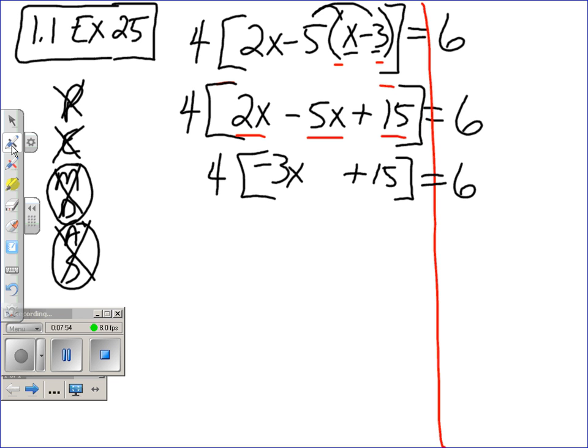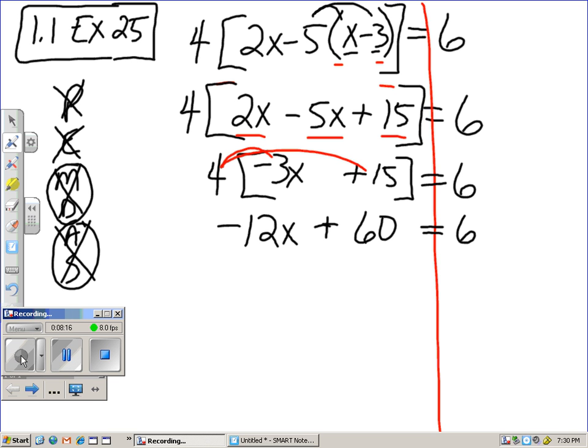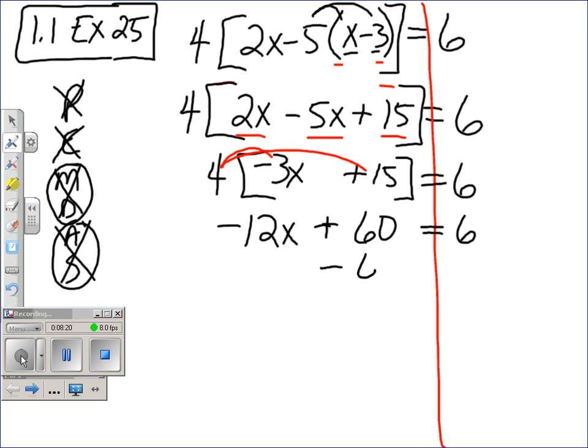We're still messing with the parentheses though, so let's go ahead and take care of that 4 now. Let's multiply everything by 4. 4 times negative 3x is negative 12x, because a positive times a negative is a negative, so minus 12x. 4 times 15 is 60, and a positive times a positive is a positive, so plus 60 equals 6. We continue to solve. Remember to get rid of what's furthest from the x, so get rid of plus 60 by minus 60.